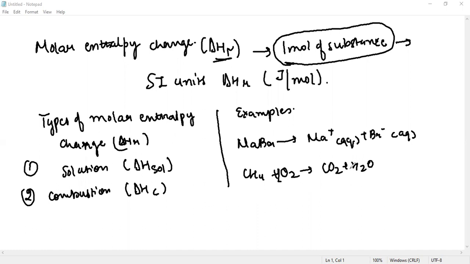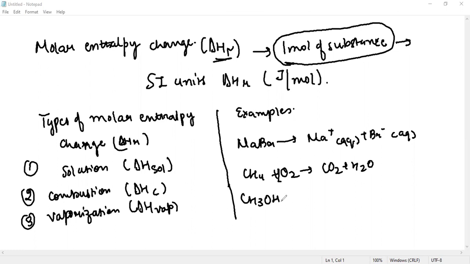And then next is if your reaction is a vaporization reaction. In this case, the molar enthalpy change related to this type of reaction, we write as delta HVAP. Let's take methanol, CH3OH, here. This liquid is becoming gaseous. It is going into the gaseous state. So this is one of the other examples.